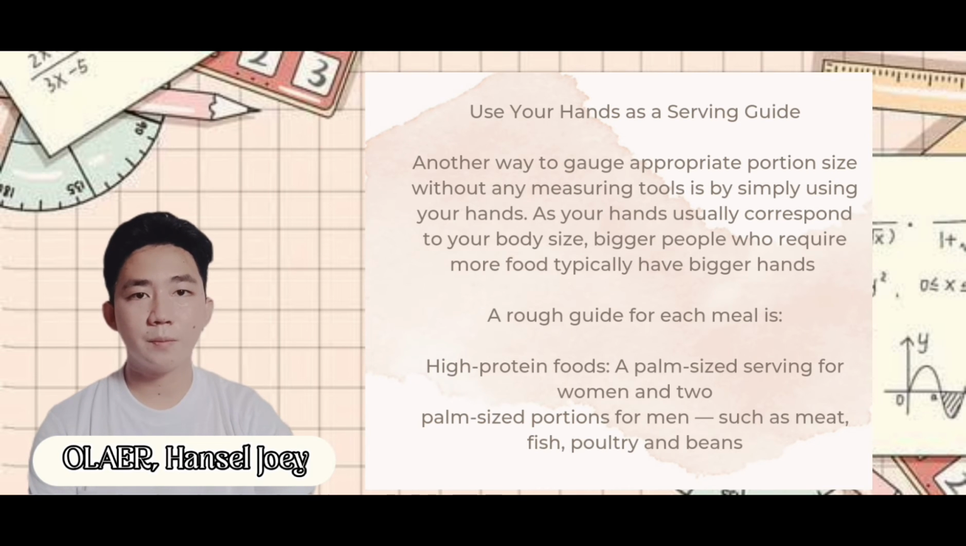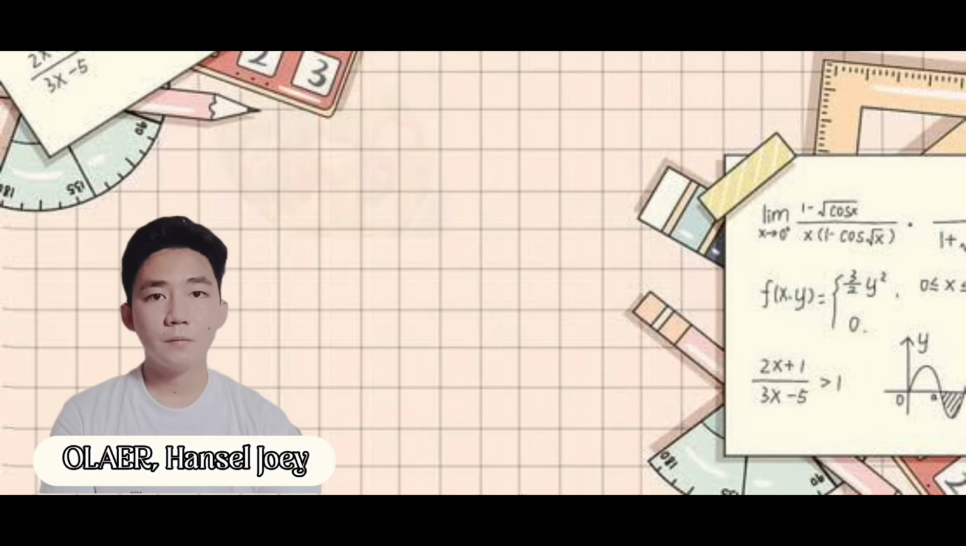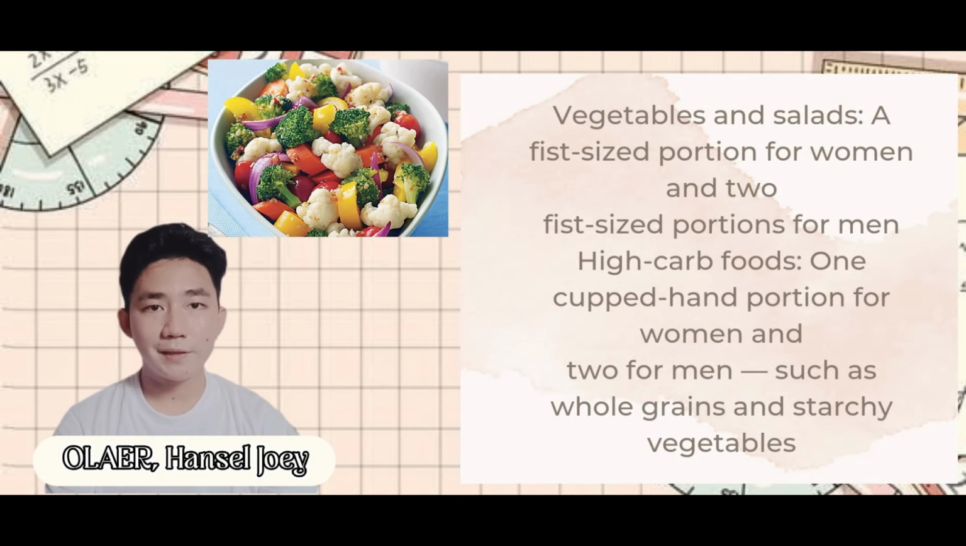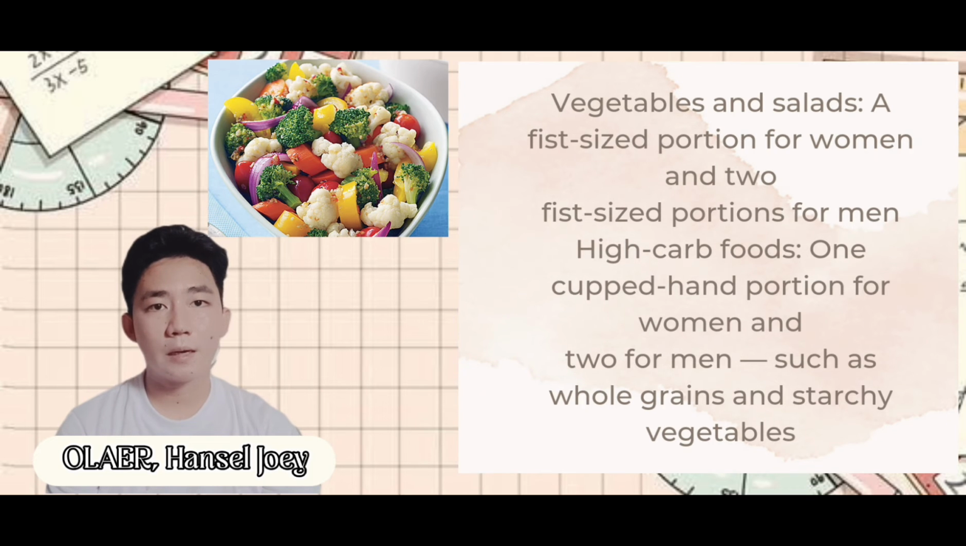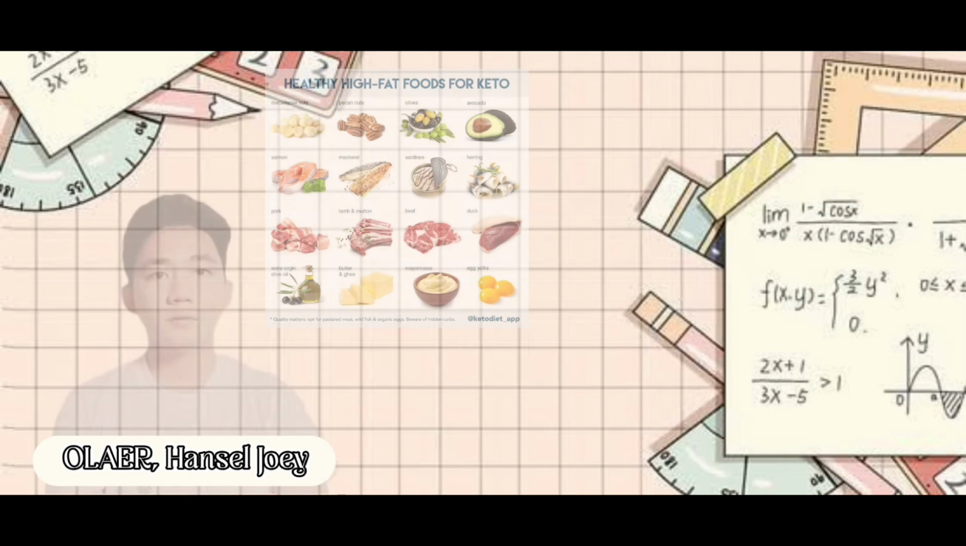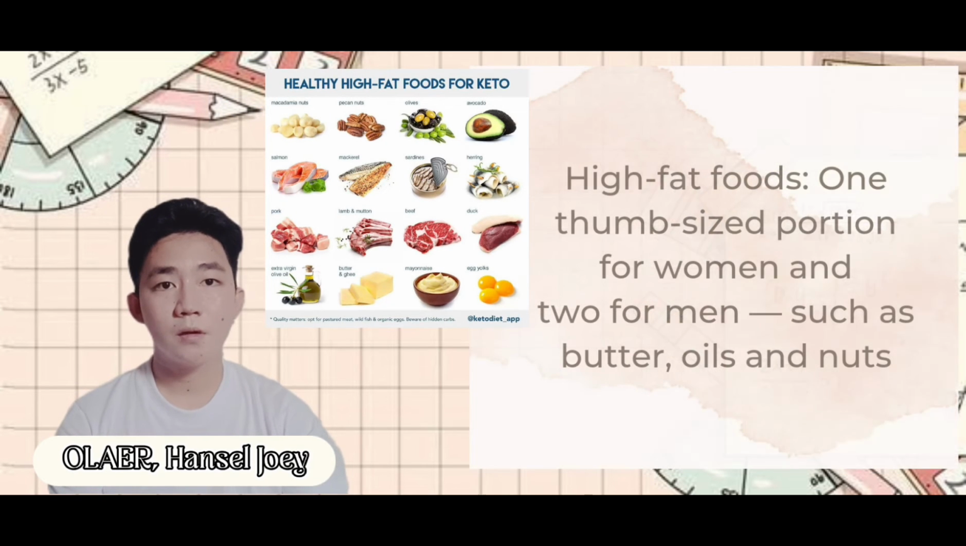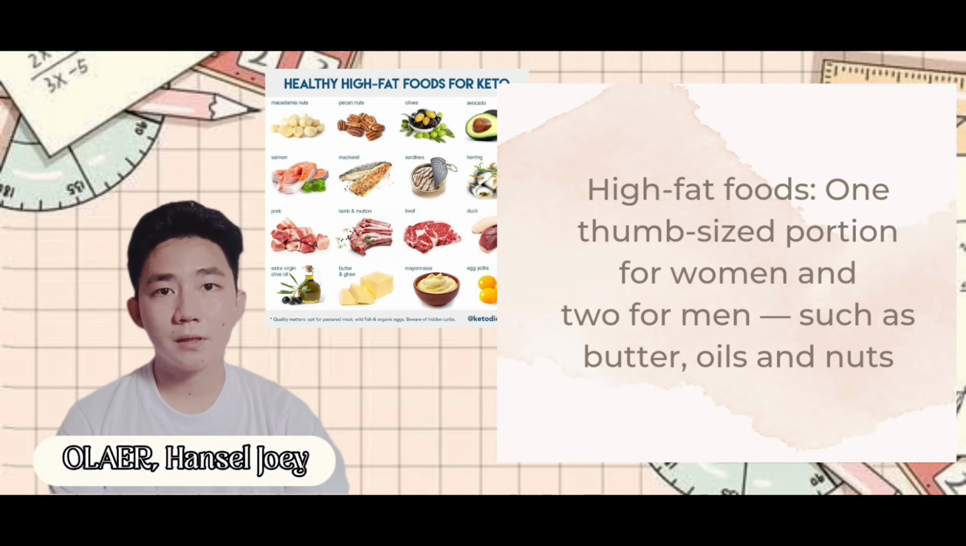A rough guide for each meal is: high protein food, a palm-sized serving for women and 2 palm-sized portions for men, such as meat, fish, poultry, and beans. Vegetables and salads, a fist-sized portion for women and 2 fist-sized portions for men. High-carb foods, 1 cupped-hand portion for women and 2 for men, such as whole grains and starchy vegetables. High-fat foods, 1 thumb-sized portion for women and 2 for men, such as butter, oils, and nuts.